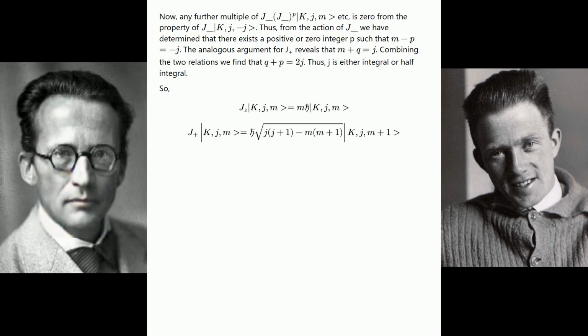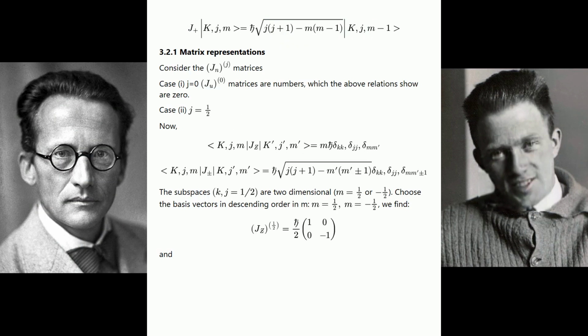The analogous argument for J+ reveals that m+q = j. Combining the two relations we find that q+p = 2j. Thus, j is either integral or half integral. So, (see the two equations shown).